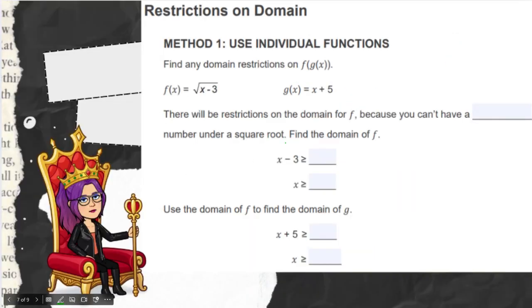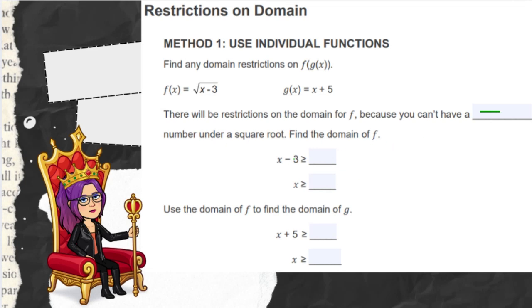Okay, so there are different methods in which we are finding functions or individual functions, okay? So we have the square root of x minus 3, and then we have x plus 5, and it is a composition function. We're going to find the restrictions of this. Okay, so if you remember correctly, we can never have a negative number in our radical, or in a square root. Okay, there are restrictions on the domain of f because you cannot have a negative number under a square root.